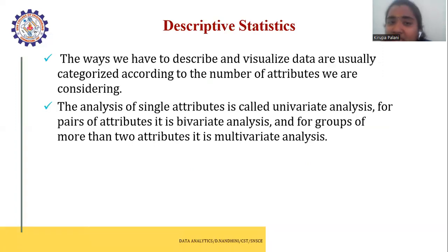Next is descriptive statistics. The ways we describe and visualize data are usually categorized according to the number of attributes, because with the help of attributes we can easily consider these types of descriptive statistics. Analyzing a single attribute is called univariate analysis. For a pair of attributes, it is bivariate analysis, and for a group of more than two attributes, it is multivariate analysis.